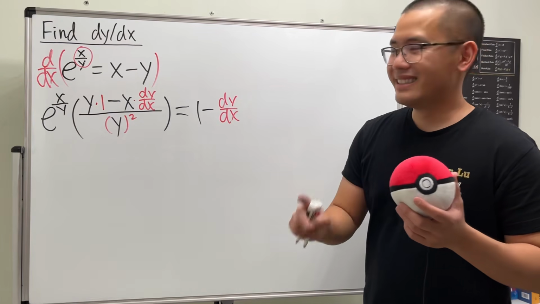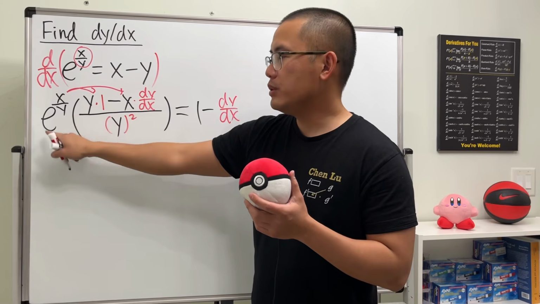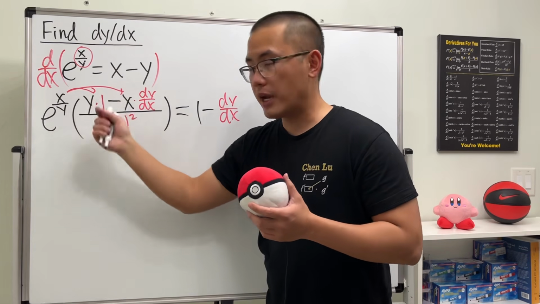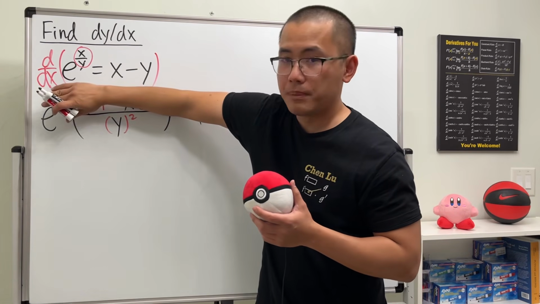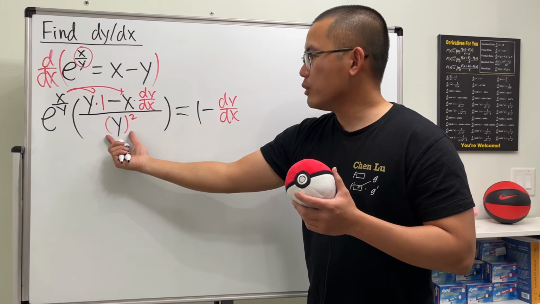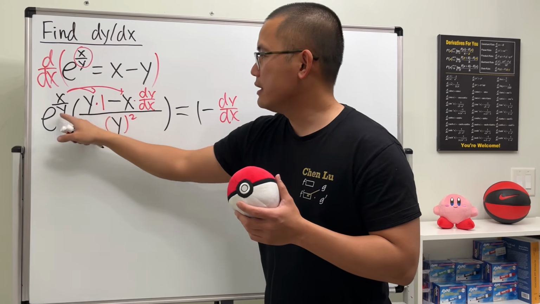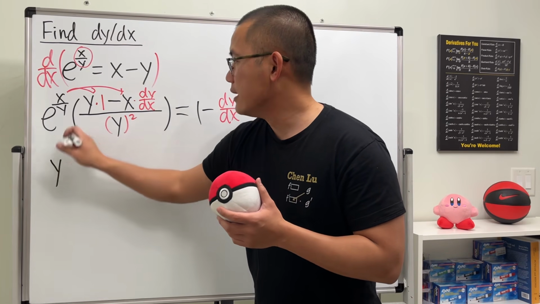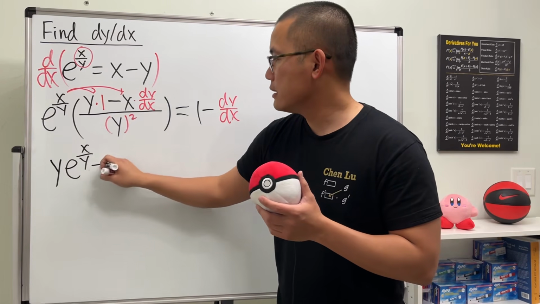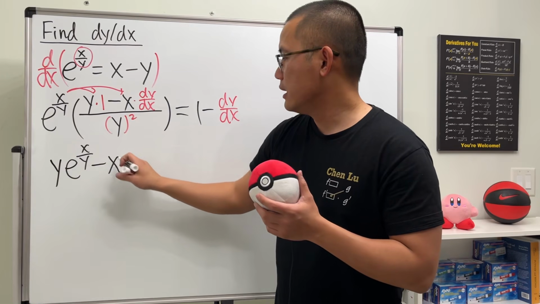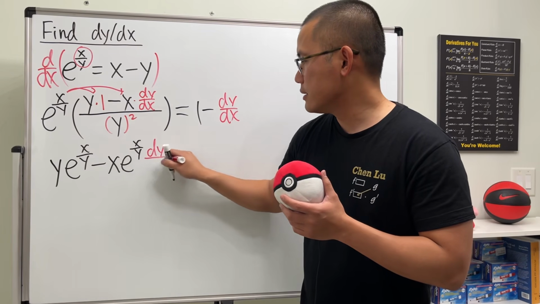Well, we are going to do two things. The first thing is that I will distribute e to the x over y to here and here, okay? And then you see that we will just have that on the top over y squared on the bottom. So in the meantime, I will also multiply the y squared on both sides. So let's work out the top first. So we have this times that. That will give us y times e to the x over y. Next, minus this times that, right? So we have x e to the x over y. And then here we have that dy/dx.